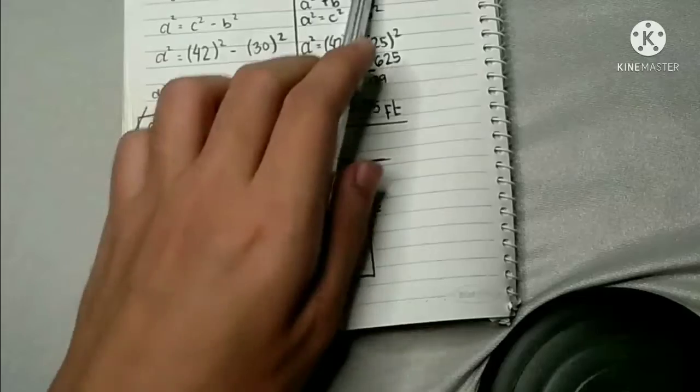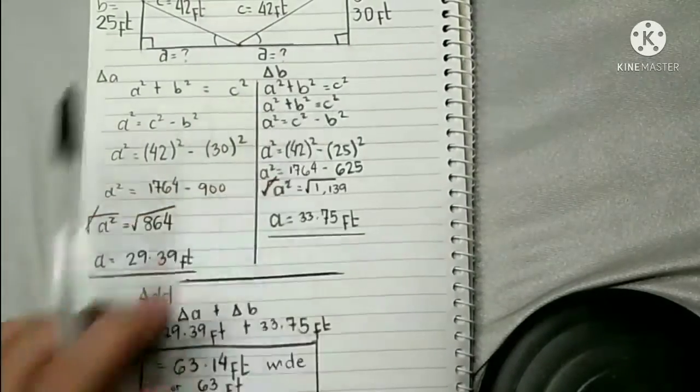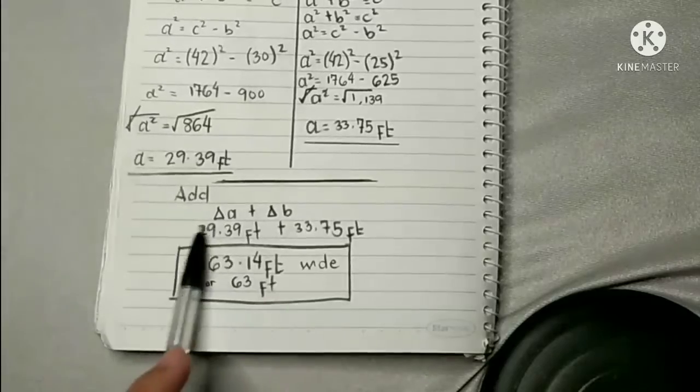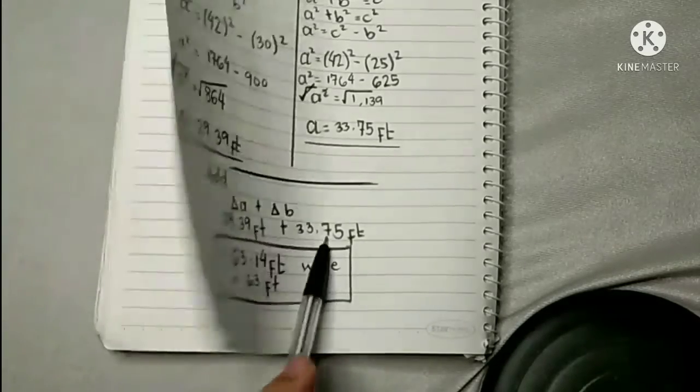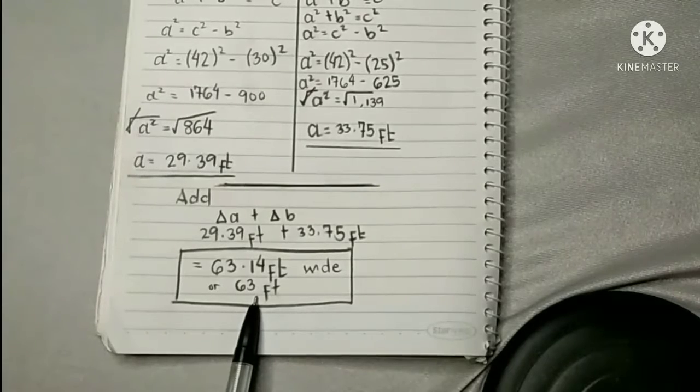Then after that, to find the distance between our two buildings, we add our two adjacent sides. So 29.39 feet plus 33.75 feet equals 63.14 feet wide, or 63 feet.